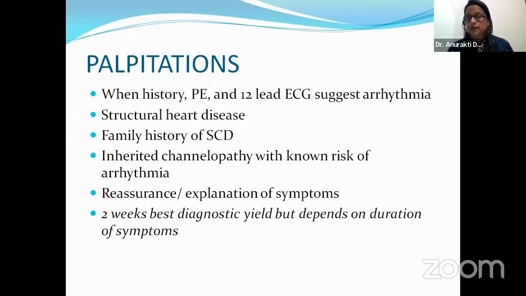If you know the patient has an inherited channelopathy which has a risk of arrhythmia, if that patient is coming to you for palpitations, even if the history doesn't suit, I'm saying you have to do a Holter. Sometimes you just have to reassure the patient that the symptoms are not due to arrhythmia, it's just anxiety or something. Those are some rare things where you can do Holter, but not a class 1 recommendation by the HRS and AHA. So best yield is definitely here also 2 weeks or more, but depending on the cost, the availability of the equipment, and the frequency of symptoms, we can decide how long we can do it for.